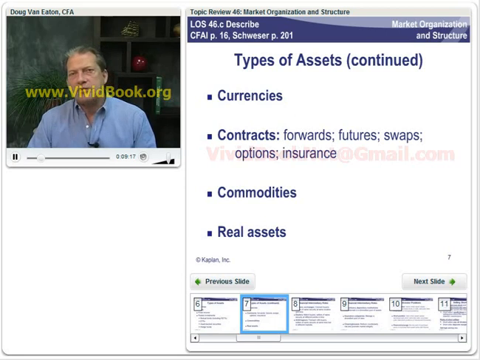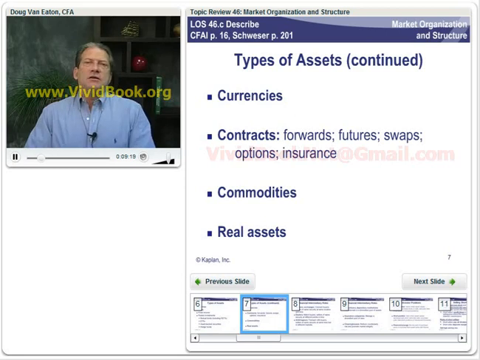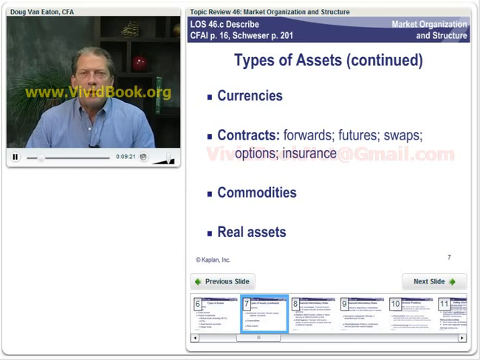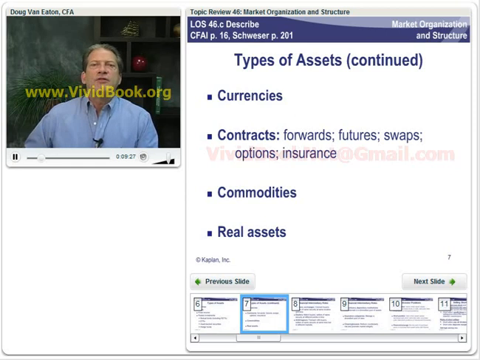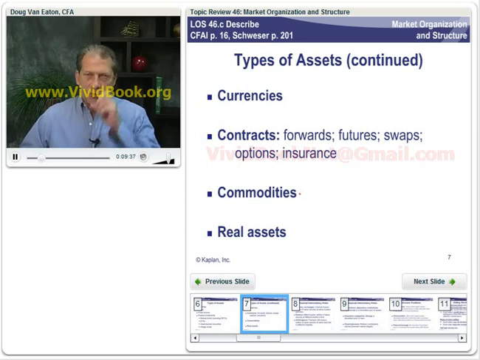We don't talk too much about insurance at level 1. But forwards, futures, swaps, and options are covered in our study session on derivatives. Commodities, we cover that to some extent in the alternative investments study session. And real assets, well, we know what that is. We talked about the difference between real assets and financial assets already.